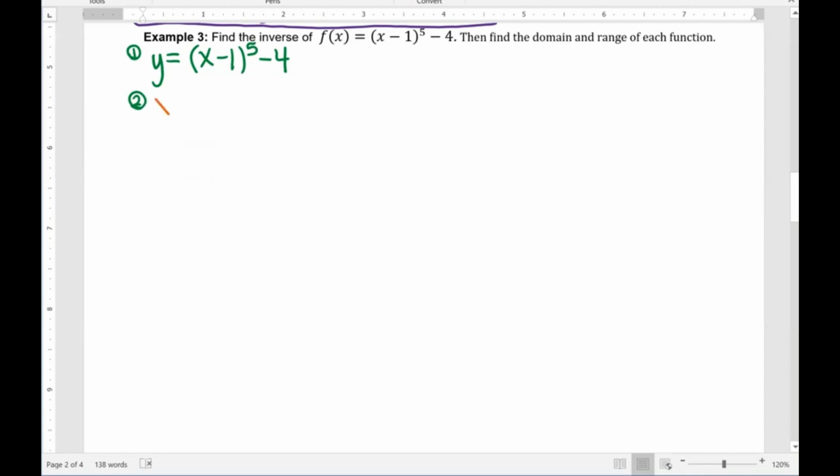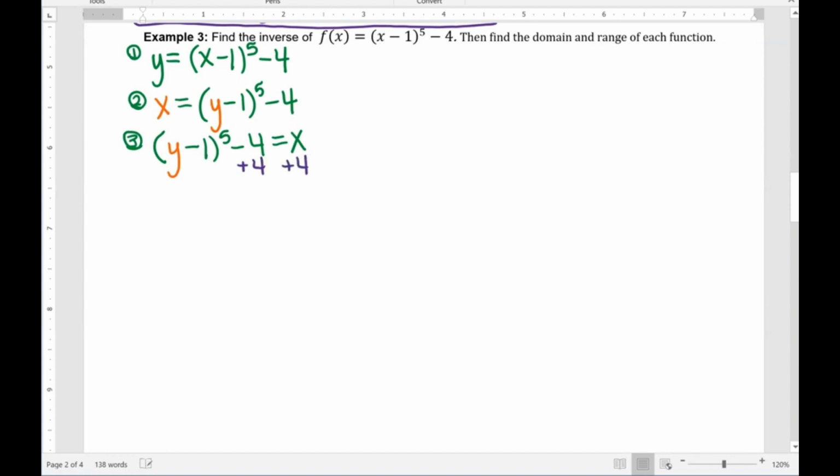Step 2 says flip x and y. So instead of y equals, we're going to have x equals, and then we have (y minus 1)^5 minus 4. Step 3 says that we need to solve for y. I'm going to rewrite this with y on the left-hand side because that's what we're solving for, and I'm going to put my x on the other. I left y in orange. That way we remember what we're solving.